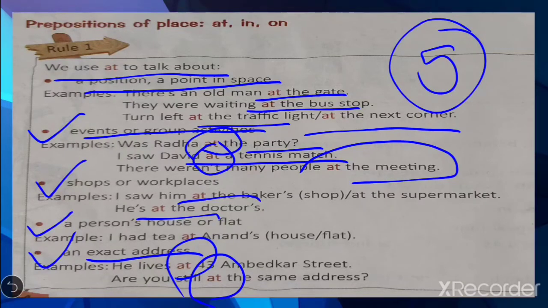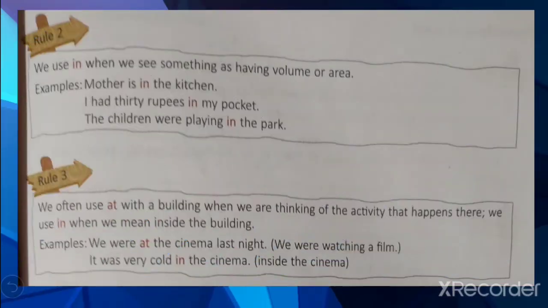Now we'll move to rule number 2. In this we'll learn how to use in. Now in the second rule, we use in when we see something as having volume or area. Means one particular area, when you want to say something, when you see something as having that particular area or volume. For that we have to use in.